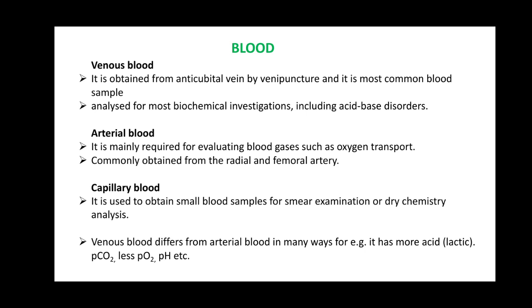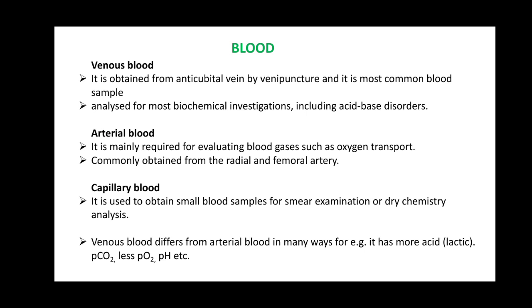So as a common specimen, we'll see blood. As blood is the common specimen, it's important to know about the sites of blood which have to be collected for the investigation. First, venous, arterial and capillary. So what is venous blood? It's obtained from the antecubital vein by venipuncture, and it is the most common blood sample, analyzed for most biochemical investigations including acid-base disorders. And the arterial blood is mainly required for evaluating blood gases such as oxygen transport, and is commonly obtained from the radial or femoral artery. And the capillary blood is used to obtain small blood samples for smear examination or dry chemistry analysis.